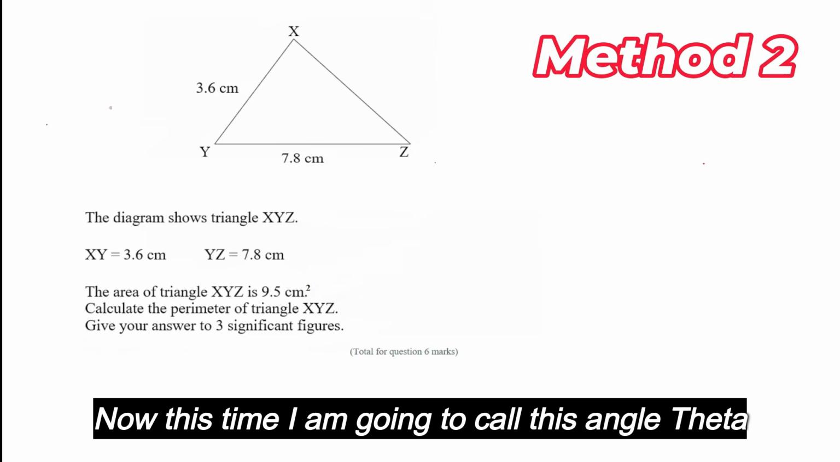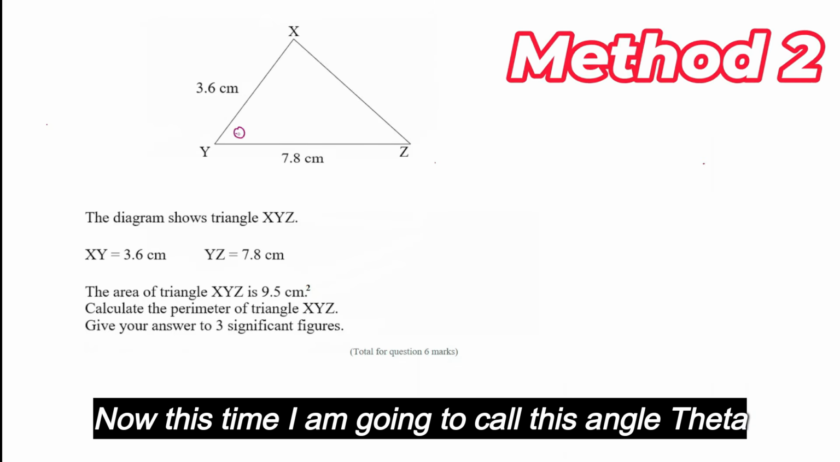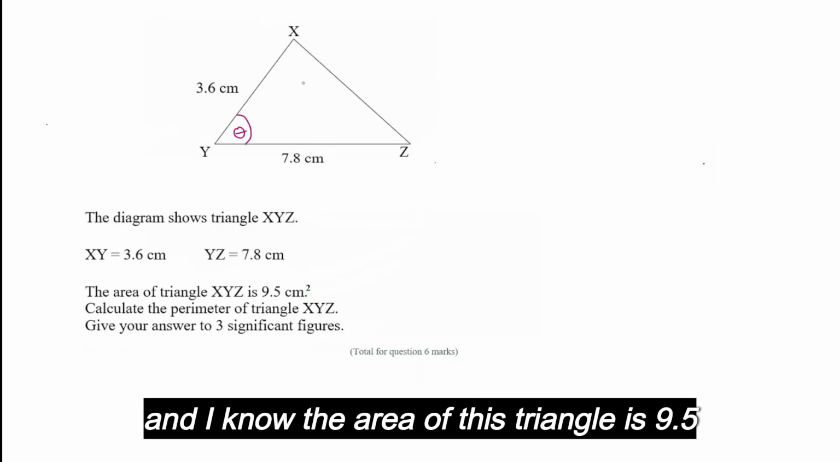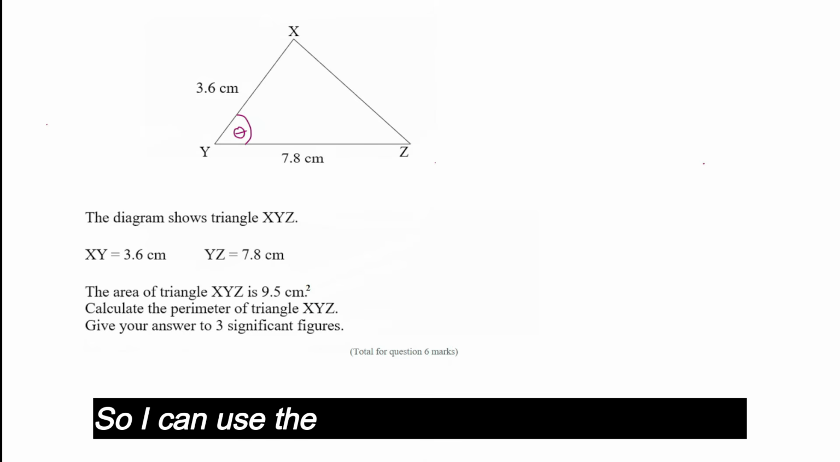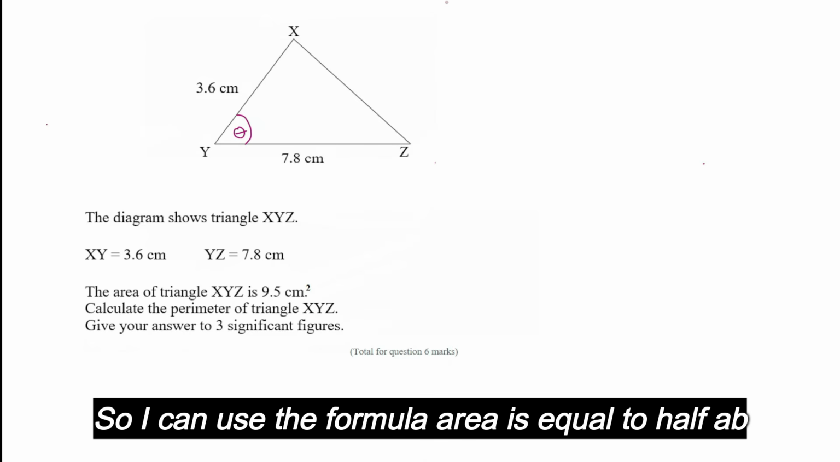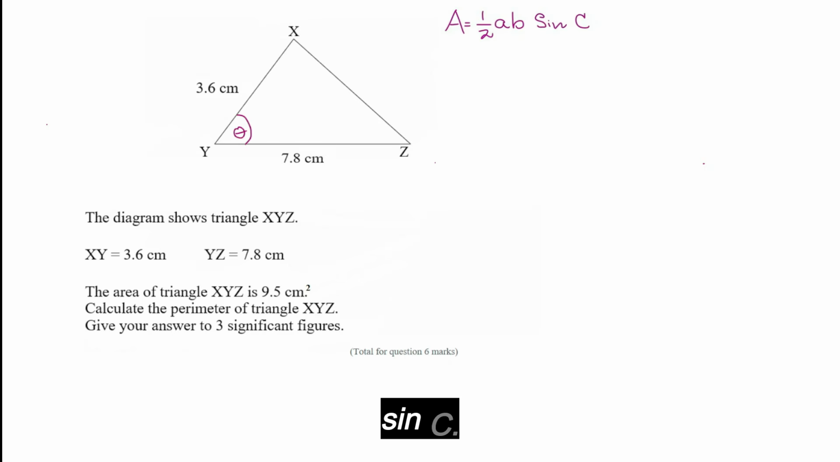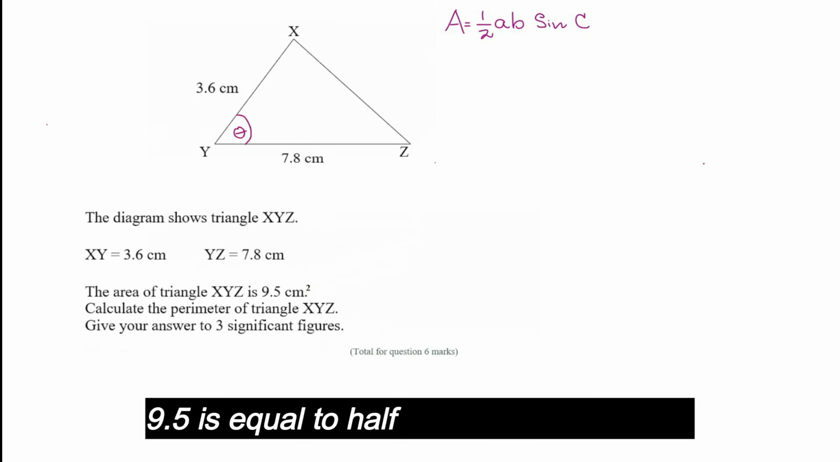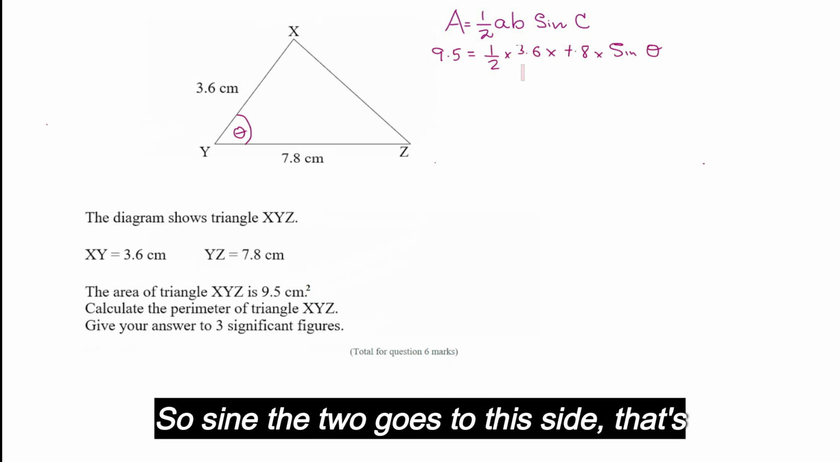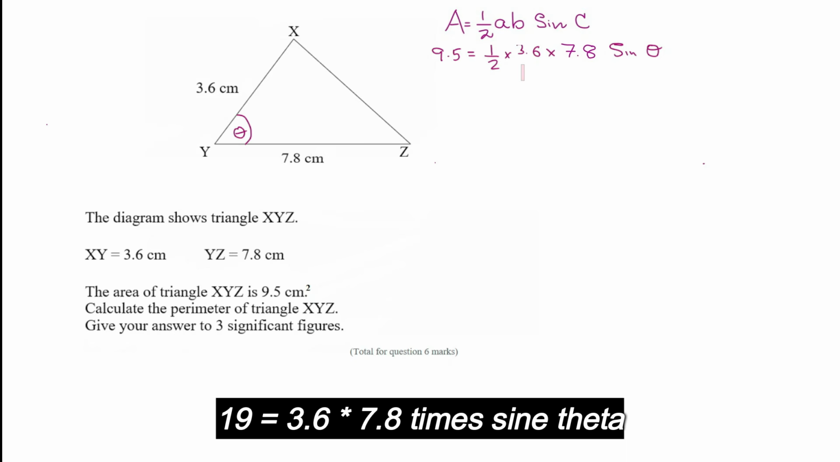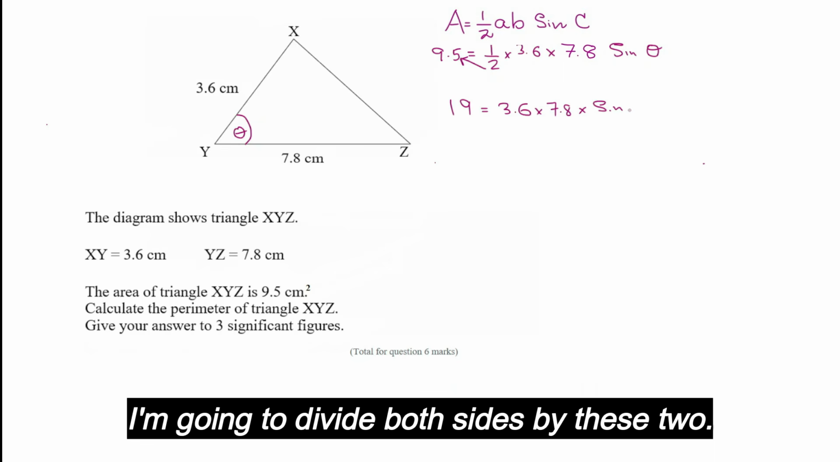This time I'm going to call this angle theta, and I know the area of this triangle is 9.5 centimeters squared. So I can use the formula: area is equal to half ab sine C. Now let's substitute the values. 9.5 is equal to half times a and b, which are these two sides, so sine theta. The 2 goes to this side, that's 19 equals 3.6 times 7.8 times sine theta. Now I'm going to divide both sides by these two.